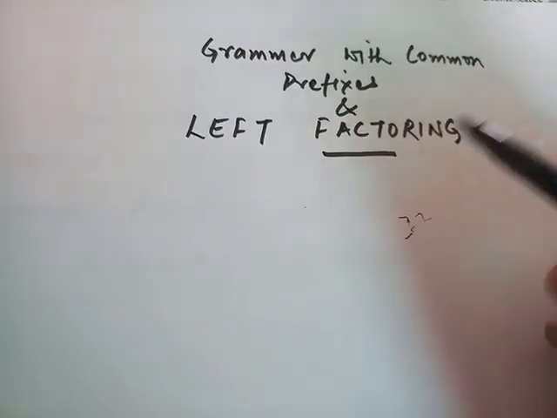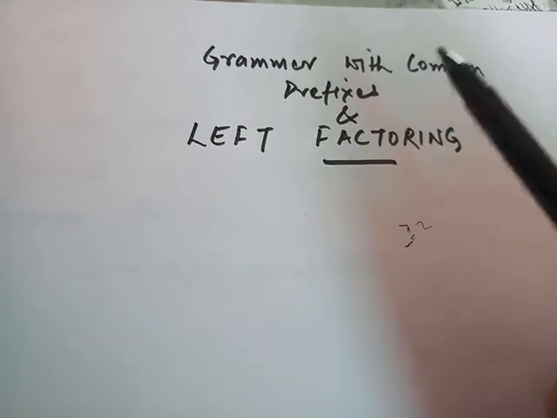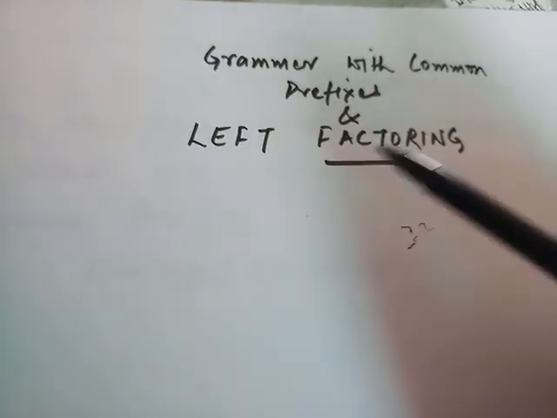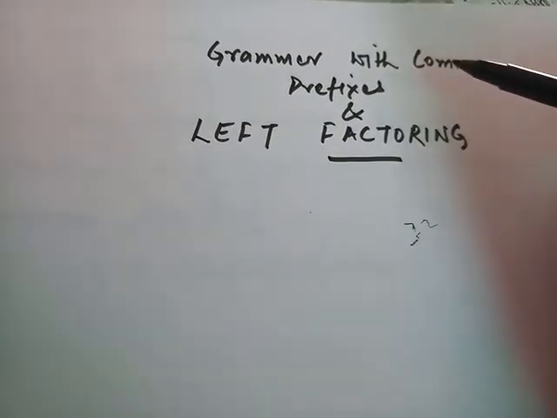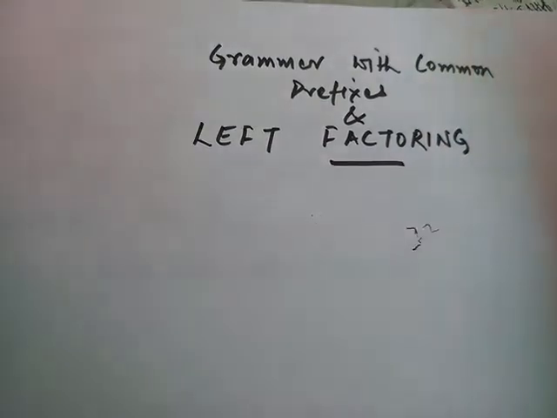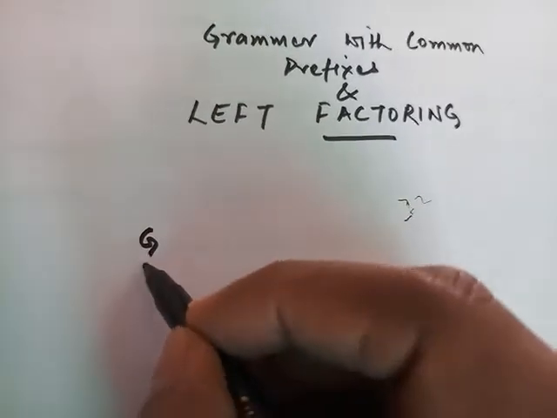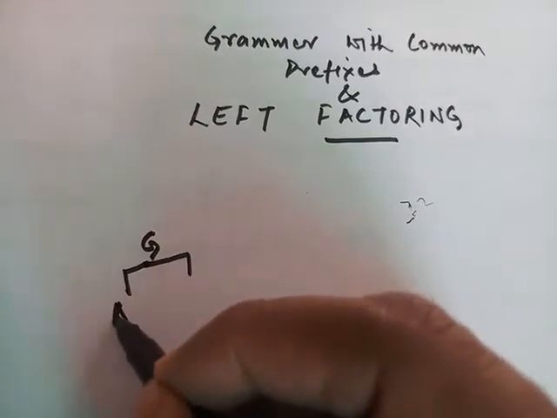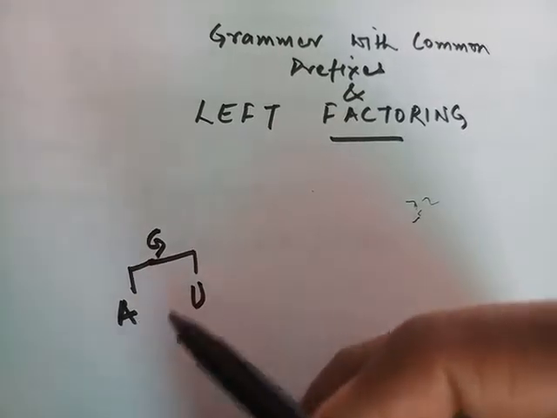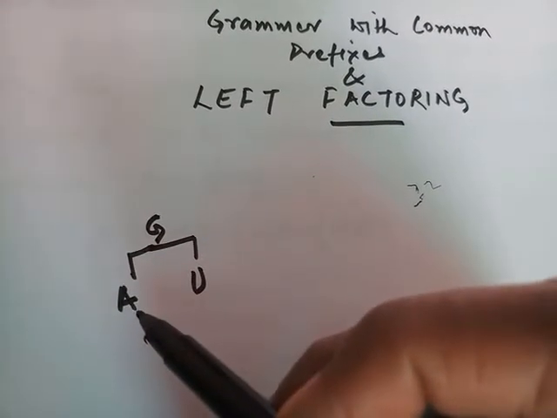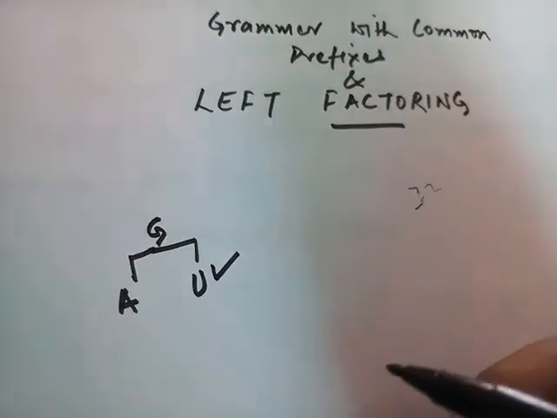In today's video session, we will discuss what is grammar with common prefixes, what is the left factoring method, and what kind of problem could arise if your grammar has common prefixes. Now, in the previous session, I said that grammar is of two types. It could be ambiguous grammar, or it could be unambiguous grammar. I already told you that ambiguous grammar always leads to incorrect results, so your grammar should be unambiguous.